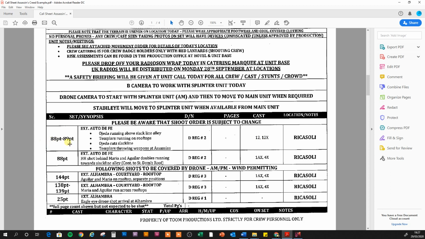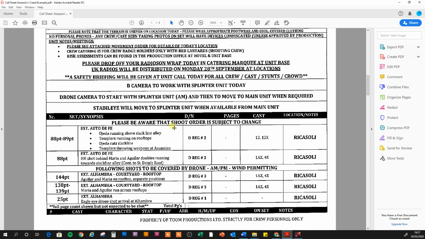scenes 88 to 89. Exterior. Auto. Don't know what defay means. Could be anything. Odger running above Slackline Alley. Templars running on rooftops. Odger cuts Slackline. Templars throwing weapons at assassins. So it tells you what's happening.